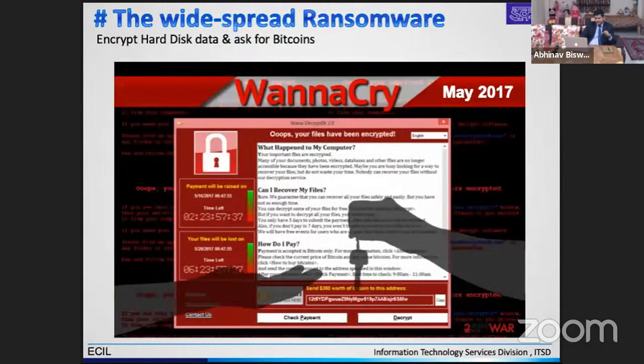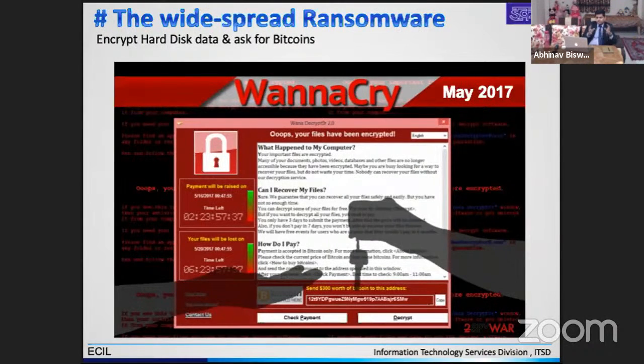Next, the widespread ransomware. Ransomware is a very innovative way of doing attacks these days. I will write a malware, send it to your laptop or desktop, and the moment it executes, it encrypts your hardware and the key is kept with the attacker. So you cannot open any of your files. Imagine, I will ask you for money. I will ask you to give me ransom in bitcoins or other cryptocurrencies, so that only then I will release the key and you will get your data. And this is becoming very widespread nowadays.